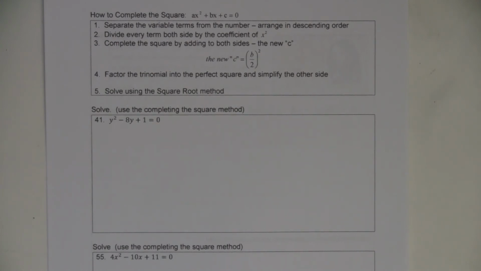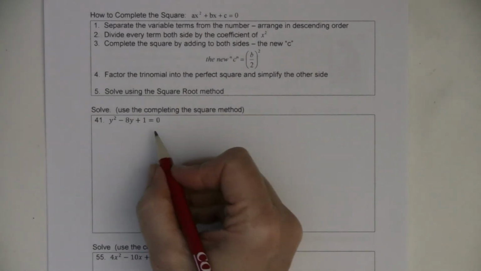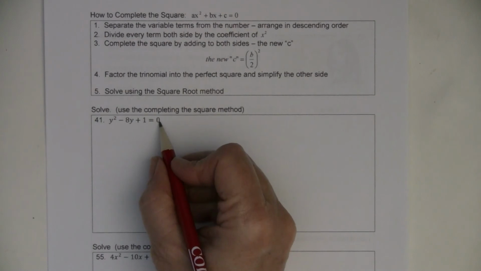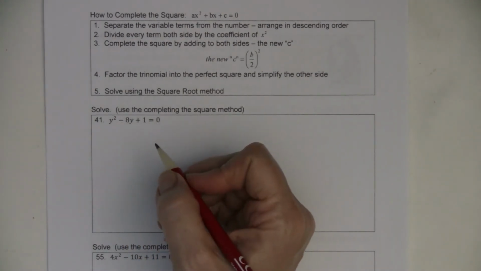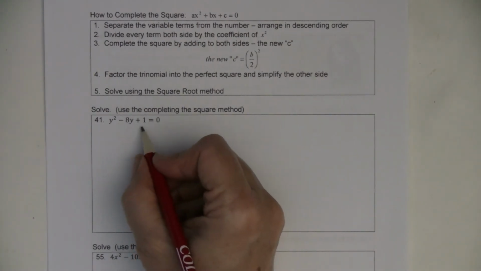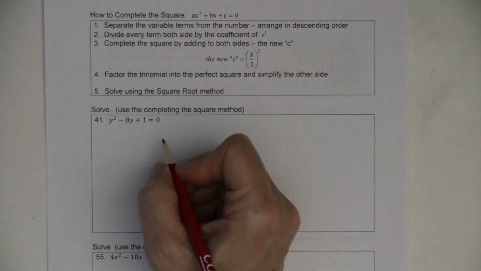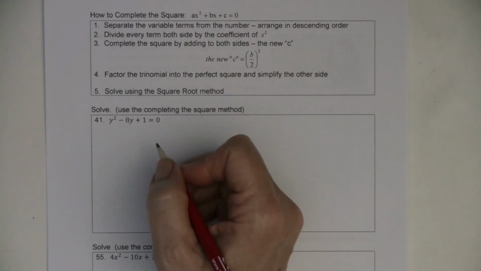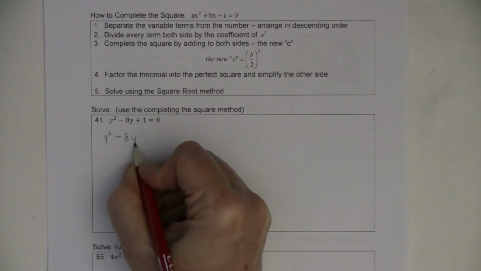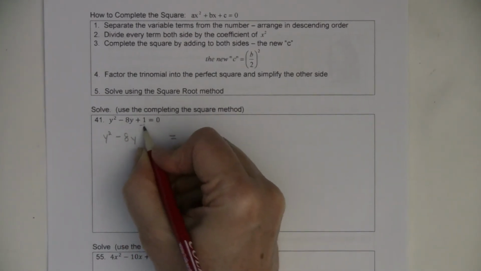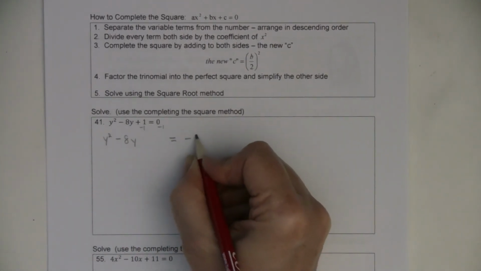So what you want to do is separate the variable terms from the number and arrange in descending order. You want to get the number on the other side of the equation and then get these in descending order. You can make sure that it doesn't factor first, but they're asking us to solve by completing the square. So I'm going to write this as y squared minus 8y equals, and I'm going to take away 1 from both sides, equals negative 1.